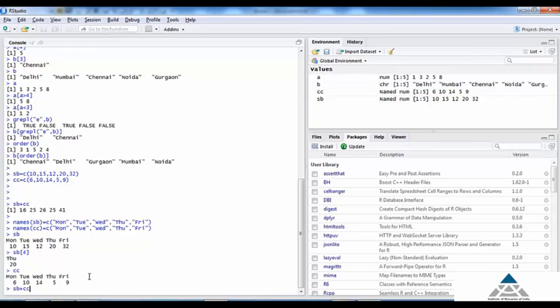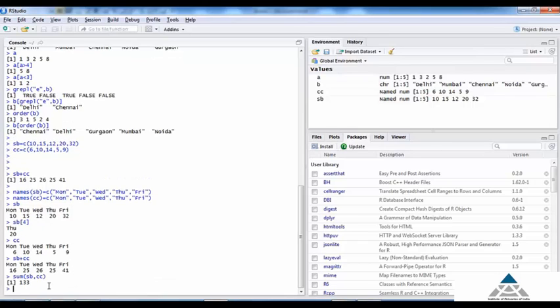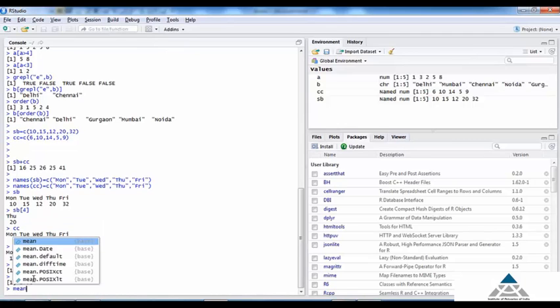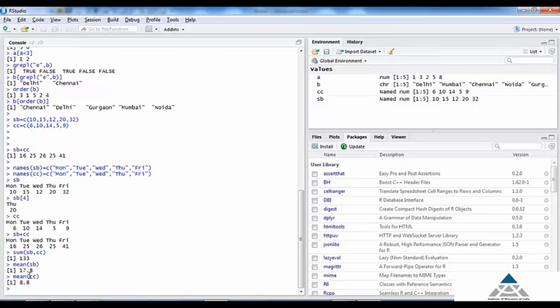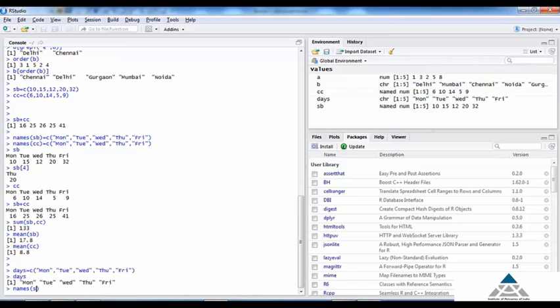Now when we add these two vectors, we get the same result but with the headers this time. If we write sum of SB and CC, then it will give us the total of all the elements in both the vectors. We can find the mean of both SB and CC by using the function mean. These will tell us how many accounts were opened on average of each type. We make another vector by the name days. Now we can use this vector also to give the headers to SB or CC vector. For that we write names SB equal to days.